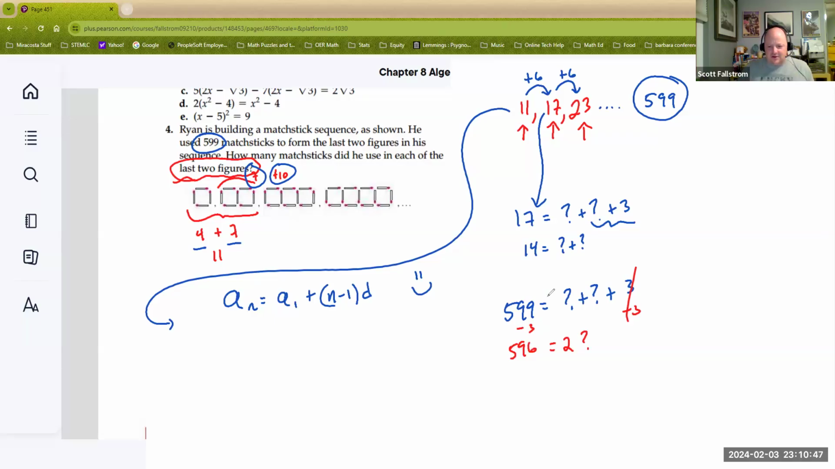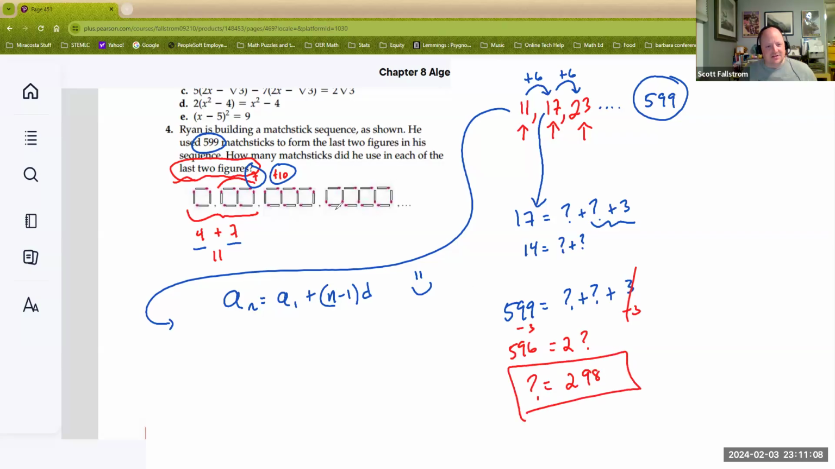All right, I've got to grab my calculator here. 596 divided by 2, and it says 298. So the question mark is 298. And there it is.